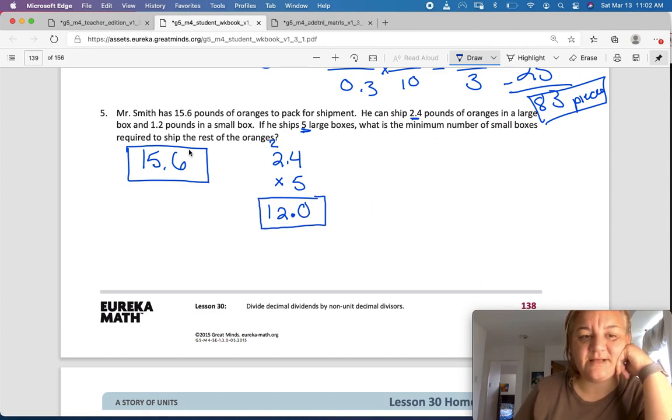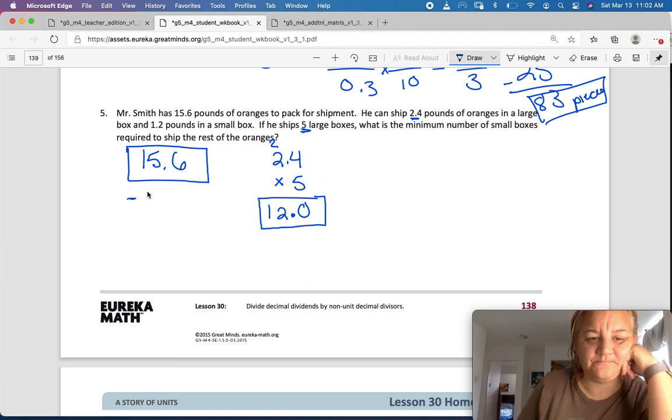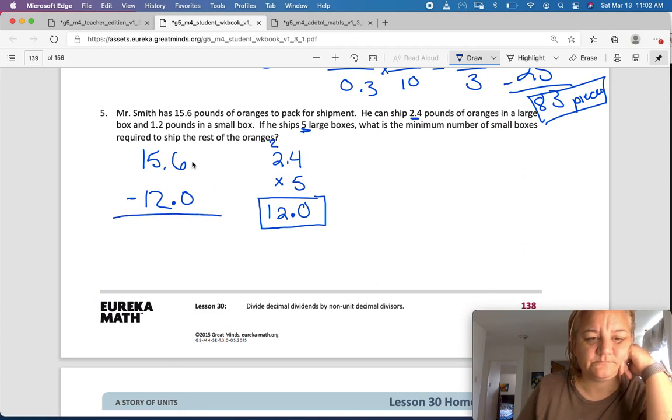How many small boxes is he going to need for the rest? So let's subtract. Remember, when you add and subtract decimals, the decimals need to line up. 6 minus 0 is 6. 5 minus 2 is 3. 1 minus 1 is 0. So now he's got 3 6/10 pounds left.